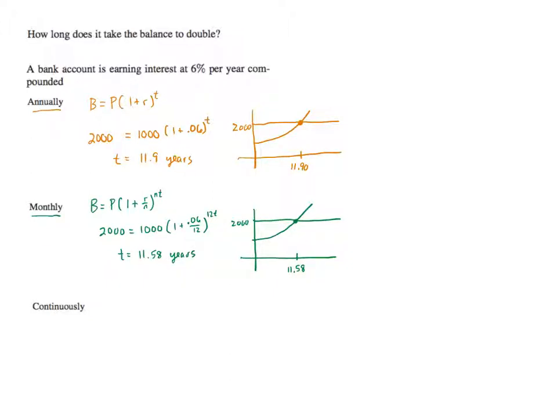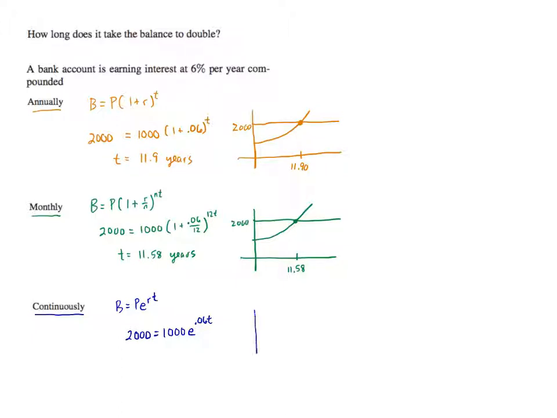Finally, let's consider a bank account that earns 6% compounded continuously. So for continuous compounding, our formula would be B equals P times E raised to the RT. So the equation we need to solve would be 2,000 equals 1,000 times E raised to the 0.06 t.